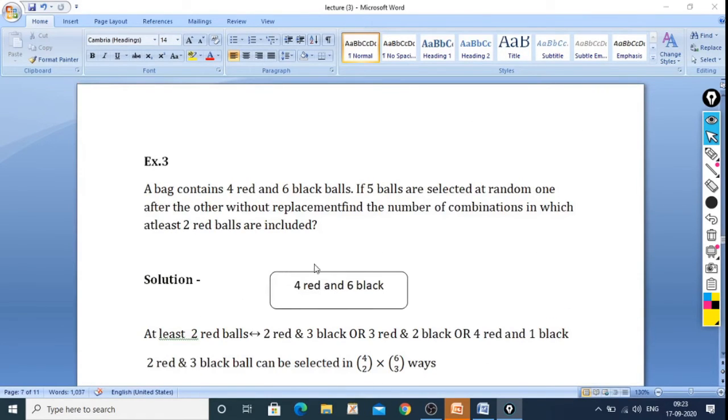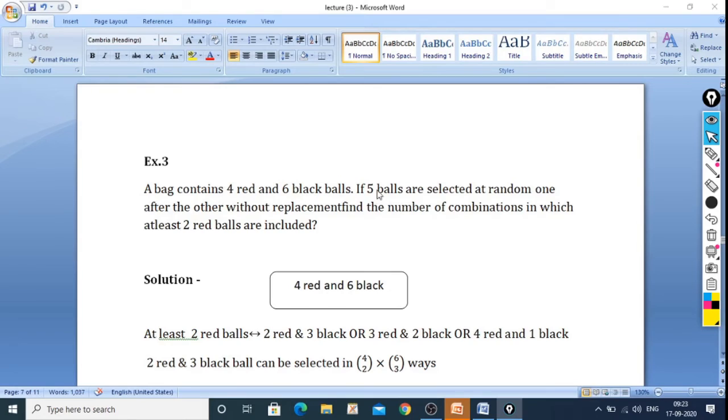Now see the next example. A bag contains 4 red and 6 black balls. If 5 balls are selected at random one after another without replacement, find the number of combinations in which at least 2 red balls are included. Now we have 4 red balls and 6 black balls. At least 2 red balls means what?